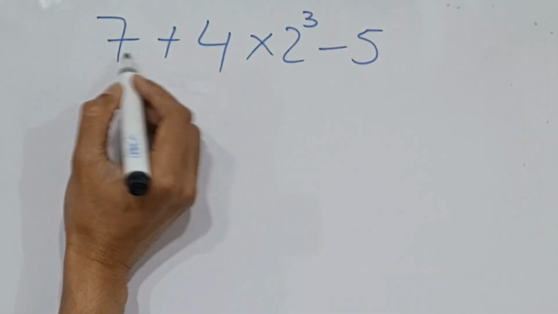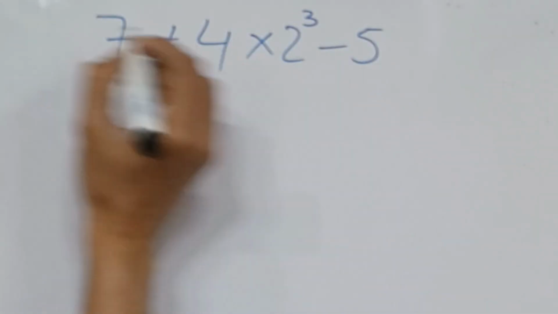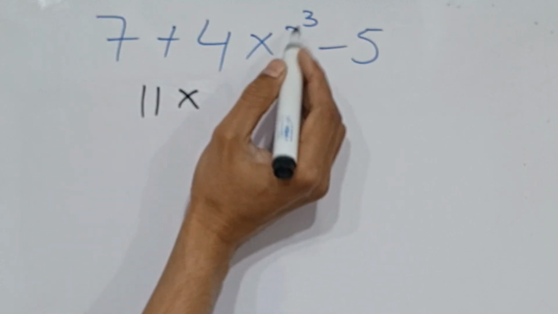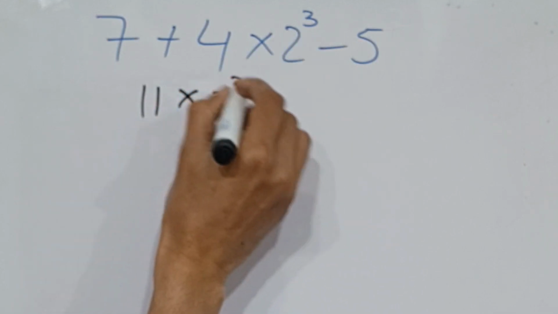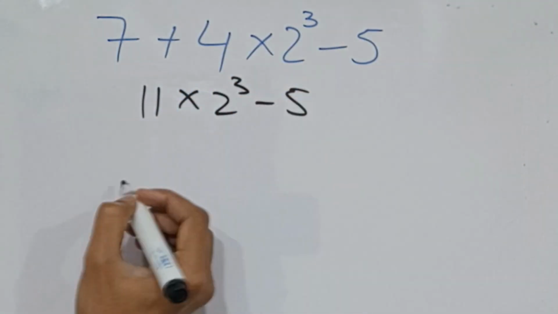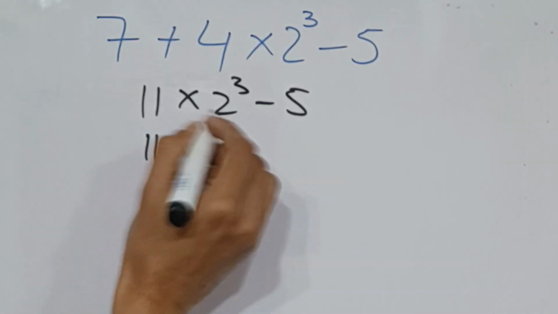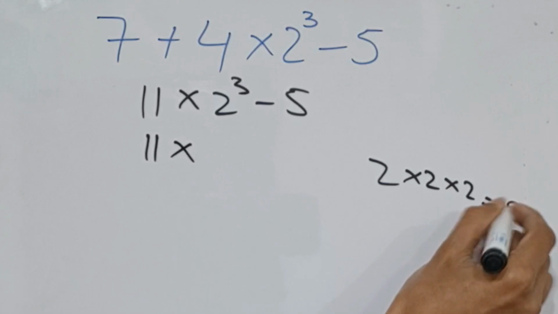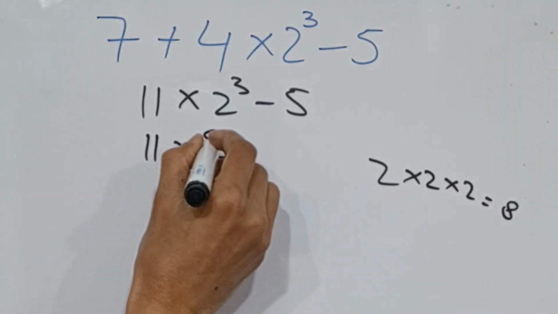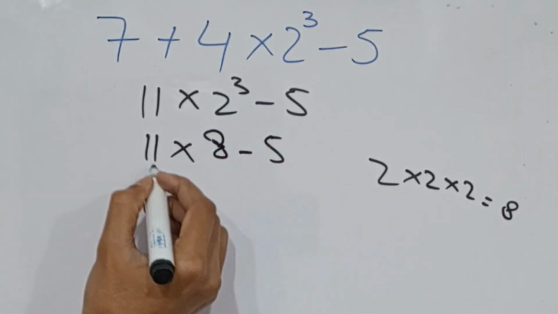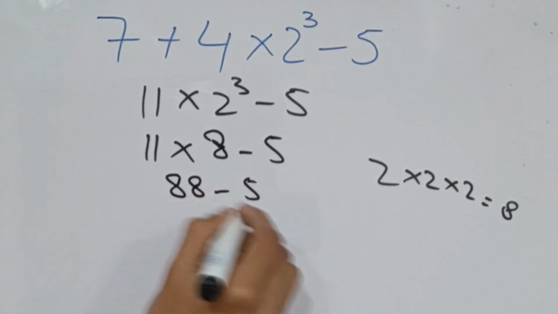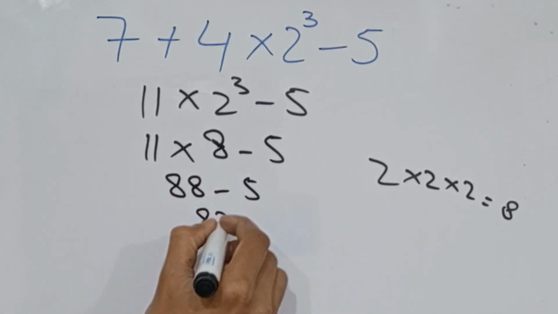Hey guys, we have 7 plus 4 times 2 cubed minus 5. 7 plus 4 equals 11 times 2 cubed, right, minus 5. Now 11 times 2 cubed equals 2 times 2 times 2 equals 8, right? 8 minus 5. Now 11 times 8 equals 88 minus 5, and 88 minus 5 equals 83.